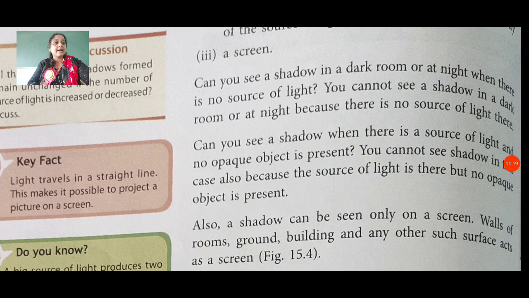Can you see a shadow when there is a source of light and no opaque object is present? You cannot see a shadow in this situation either, because the source of light is there but no opaque object is present. Also, a shadow can be seen only on a screen. Walls of rooms, ground, buildings, and any other such surface act as a screen. That means if we want to form a shadow, we need a source of light, an opaque object, and also a surface, the screen, on which the shadow will be created.